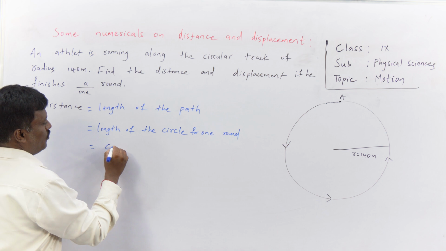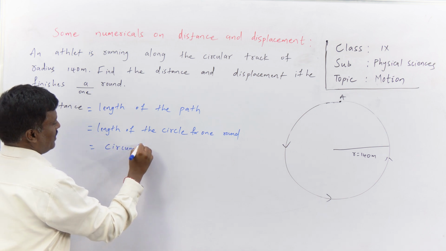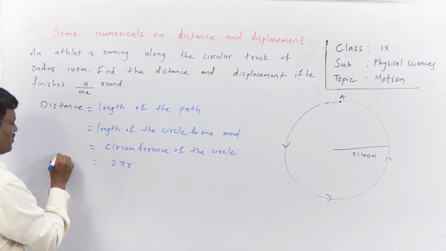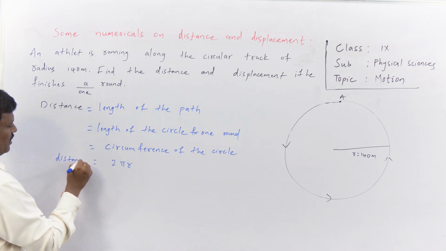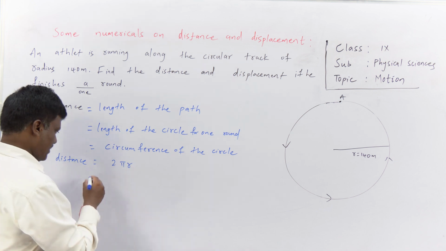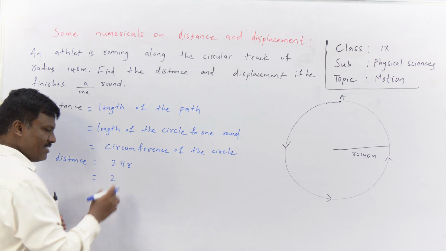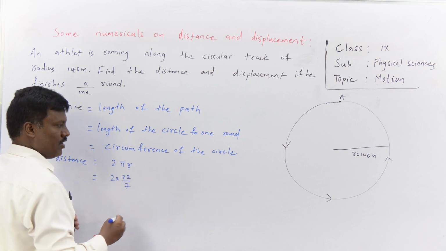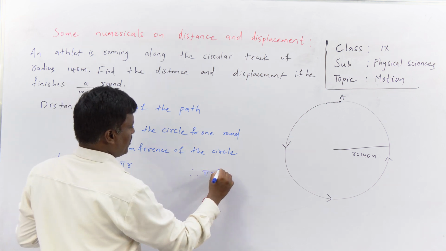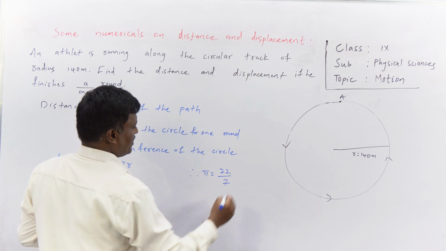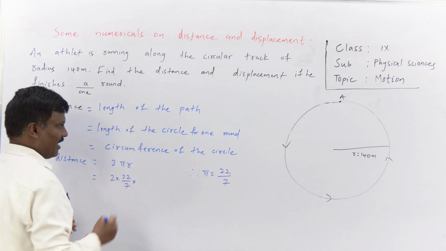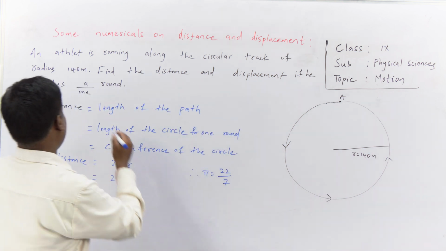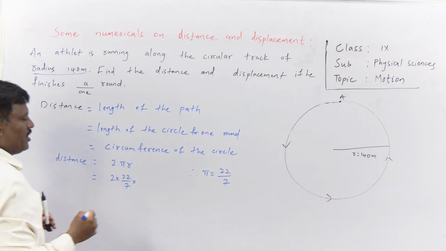So what is the circumference of the circle? 2 pi r. So the distance traveled for one round is equal to 2 pi r. 2 is a constant value, and pi is also a constant. What is pi? Pi is equal to 22 by 7. Remember this value. Into r value: r is equal to 140 meters, that is given in our problem.